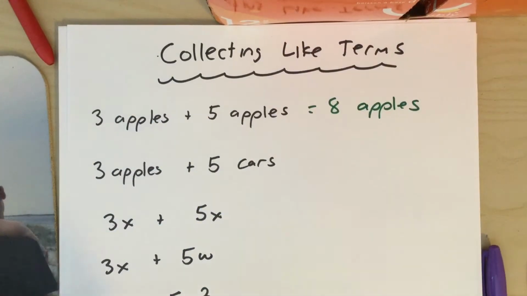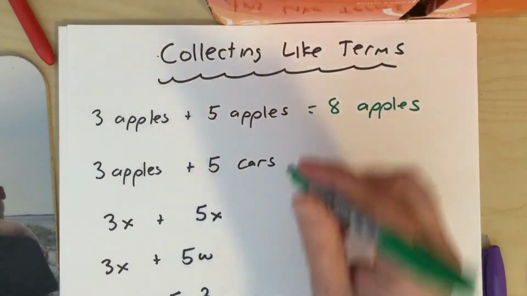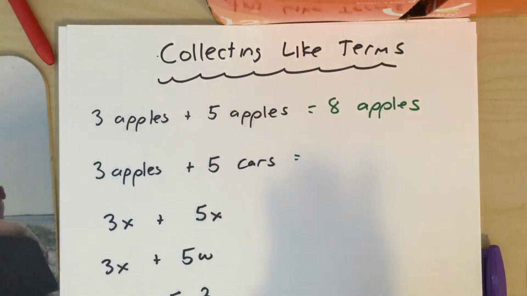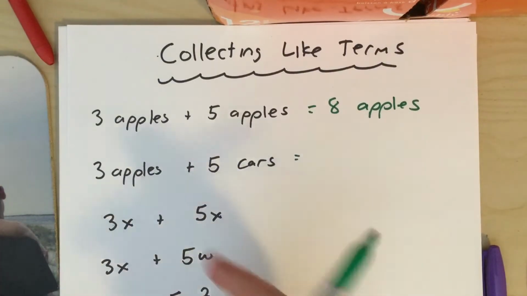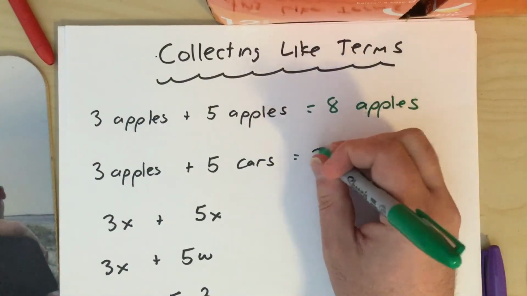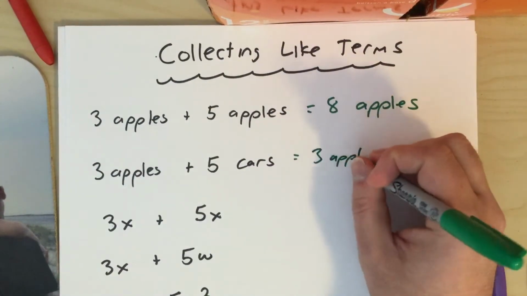And 3 apples plus 5 cars, you can't really add apples and cars together because they're not like things. You can't add up things that are not the same. 3 apples and 5 apples, it makes sense to add up. 3 apples and 5 cars, you can't really add it up. So 3 apples and 5 cars is just 3 apples and 5 cars.